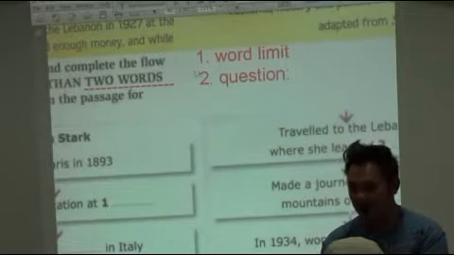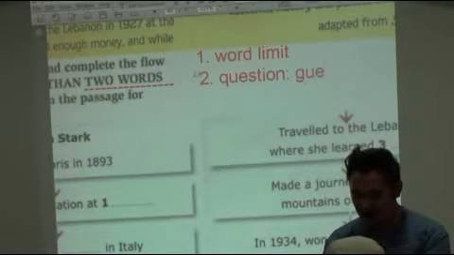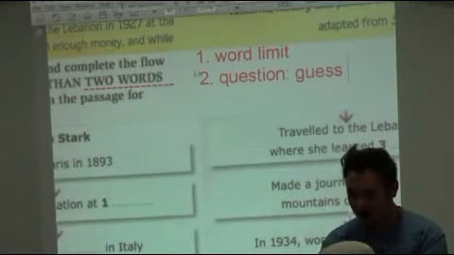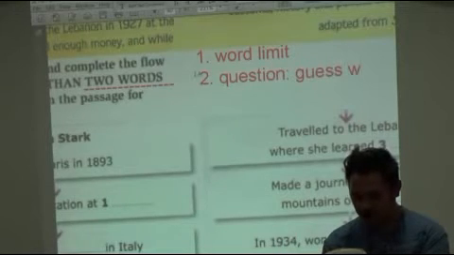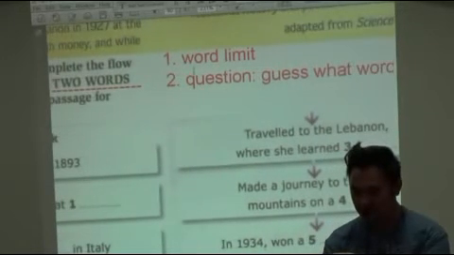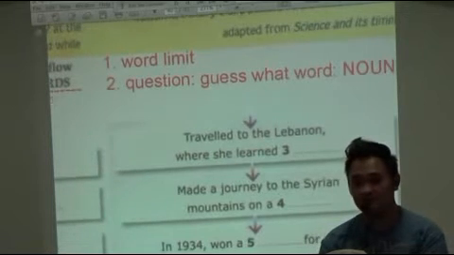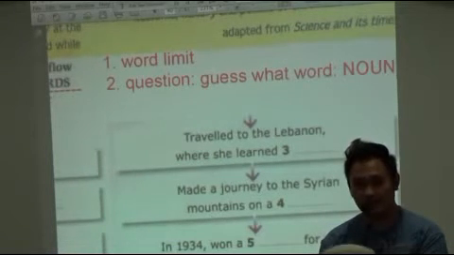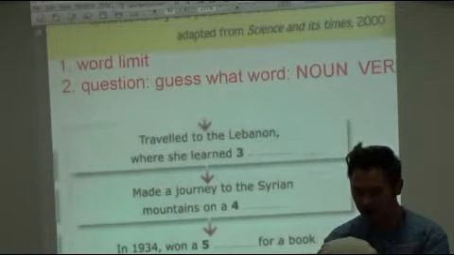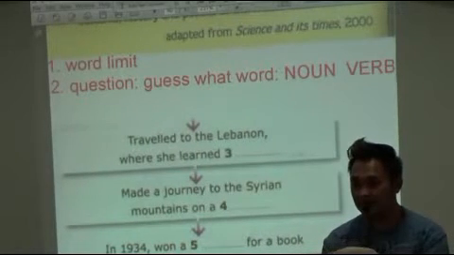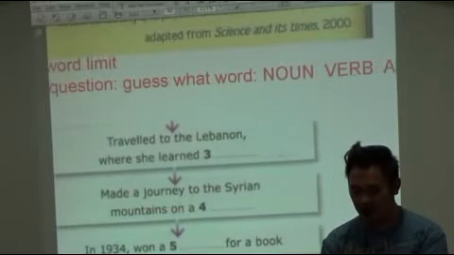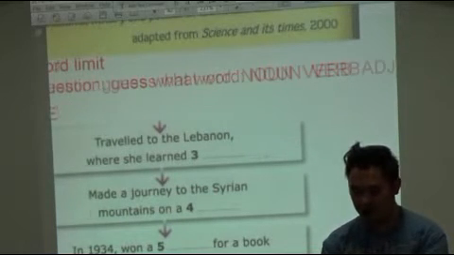And you need to find out, guess what word you're looking for. What does that mean? You need to consider, am I looking for a noun? 명사? Am I looking for a verb? 동사? Or am I looking for an adjective?